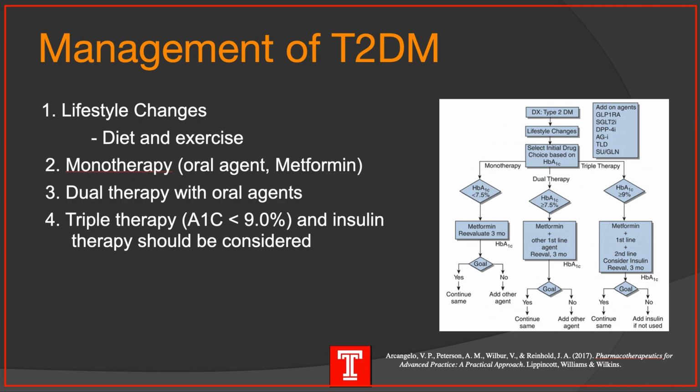If an A1C of 9.0% or greater is found after dual therapy is initiated, a third agent can be added. A third oral agent can be added to achieve optimal blood glucose levels, and insulin therapy should be considered. Intermediate or basal insulin added at bedtime can be a very effective way to achieve optimal blood glucose levels.